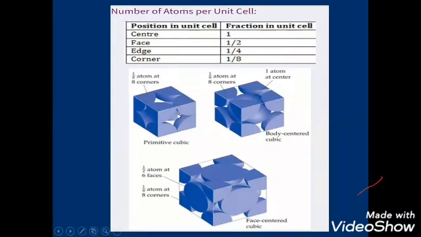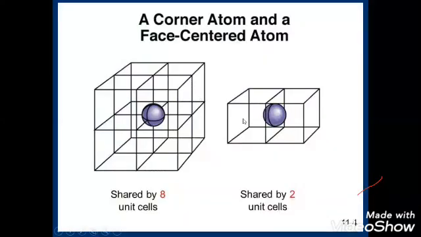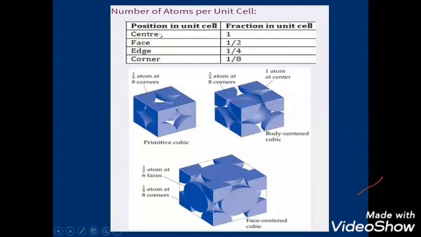So if a unit is at the center of a unit cell, it only belongs to that particular unit cell. But if a unit is at the face and its face is shared by 2 unit cells, so if you put a unit at the face, it will be shared by 2 unit cells. So per unit cell, its share will be half. Can you understand?